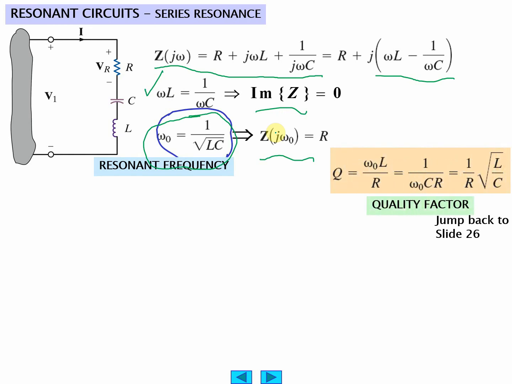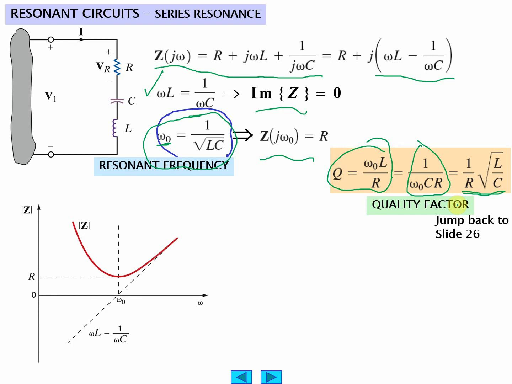So we have the resonance frequency and quality factor. For this circuit, the quality is given by this omega 0 L over R, or 1 over omega 0 C R. We're going to see more about quality in a little bit, and we can write it like this without the omega factors. So the impedance reaches a minimum with this series circuit.